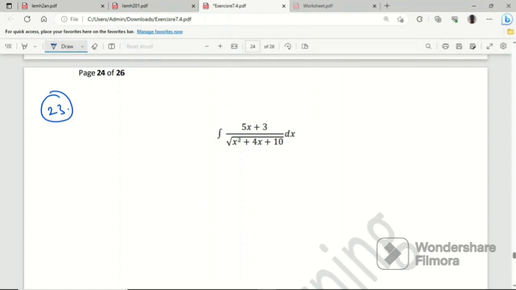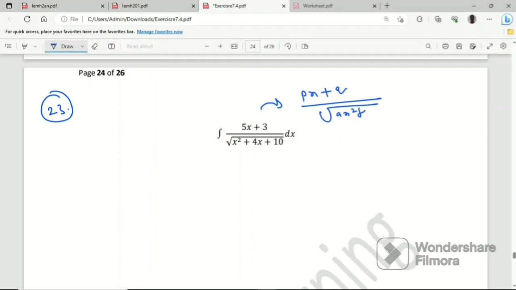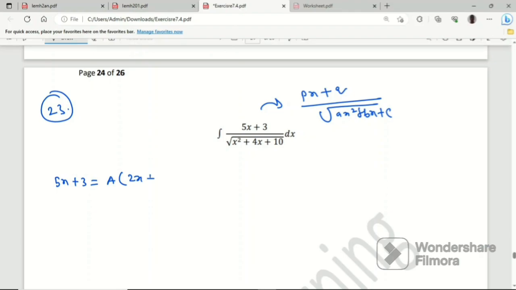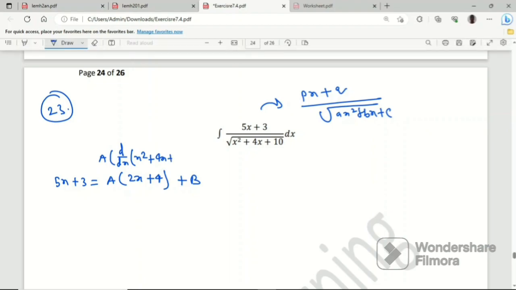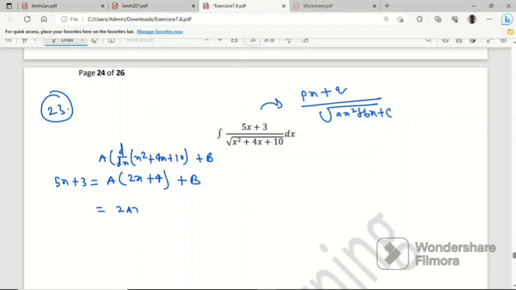So again, we'll try to solve it by substitution. 2x plus 4, again, we cannot apply here. So what we'll do here? Again, we'll use the linear method, px plus q under root x square plus bx plus c. So you will write 5x plus 3 as a into the differential coefficient. You will directly write 2x plus 4 plus b. That is a into d by dx of (x square plus 4x plus 10) plus b. So it will give me 2ax plus 4a plus b.